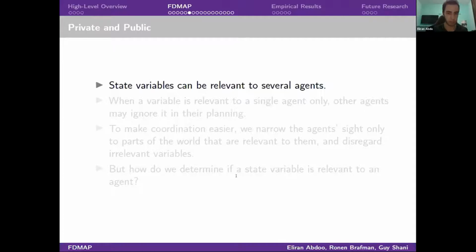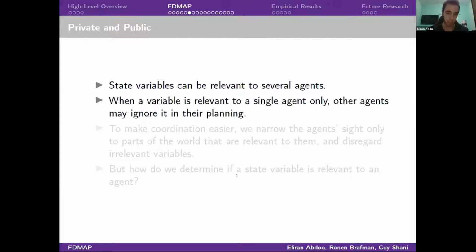So what is private and public? State variables, as mentioned in the factored POMDP setting, can be relevant to several agents. When a variable is relevant to a single agent only, other agents may indeed ignore it in their planning. So if we have, for example, the location of the agent, other agents may not really care about it. They only care what the agent finally does, for example, if it manages to push the button.